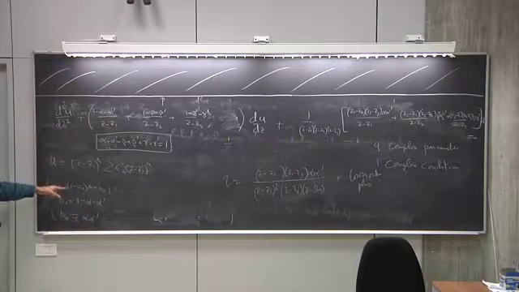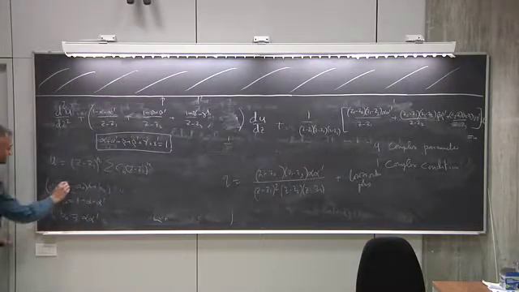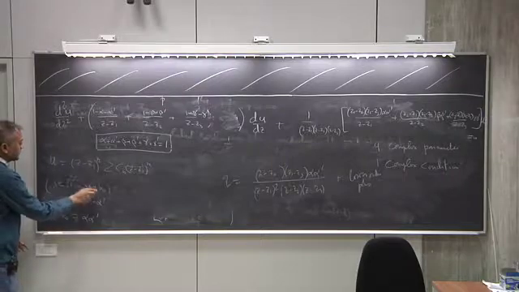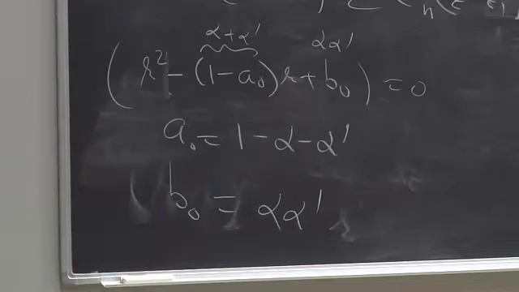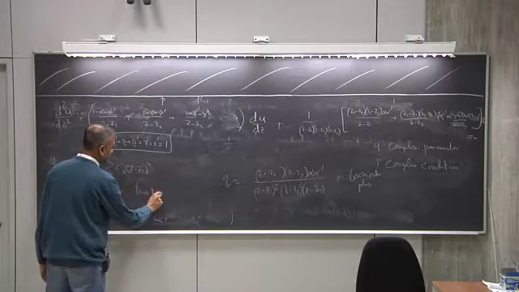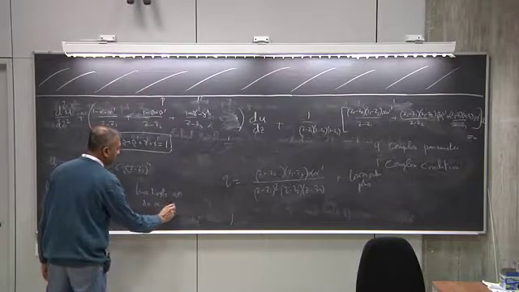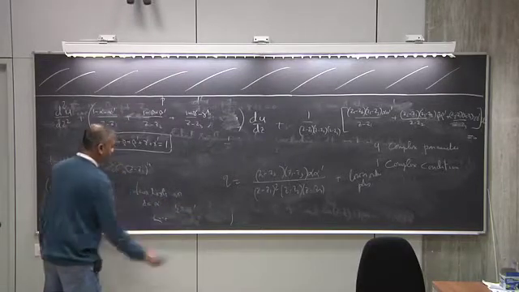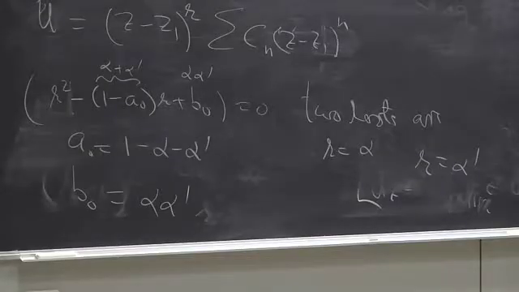Now you just plug that in here. 1 minus A naught is alpha plus alpha prime, so this becomes alpha plus alpha prime, and that is alpha prime. Clearly the two roots are r equal to alpha and r equal to alpha prime. So it's just a convenient way of parameterizing those constants, so that by looking at the equation you can read off the indicial roots. That's the only reason.